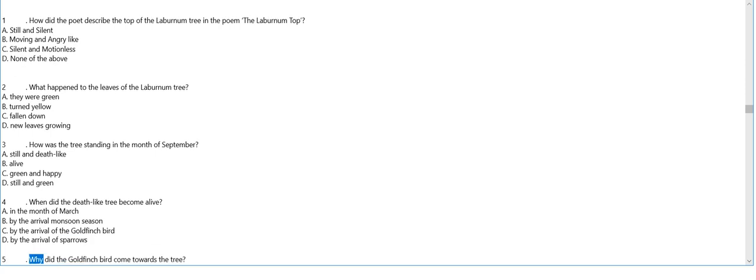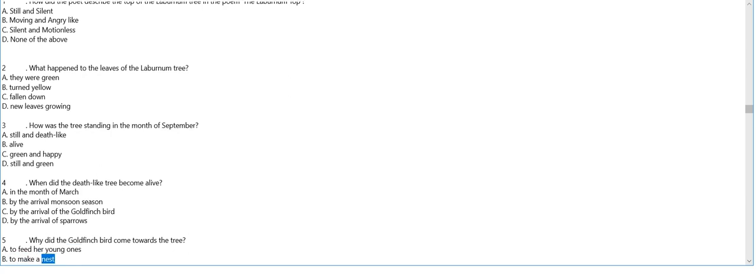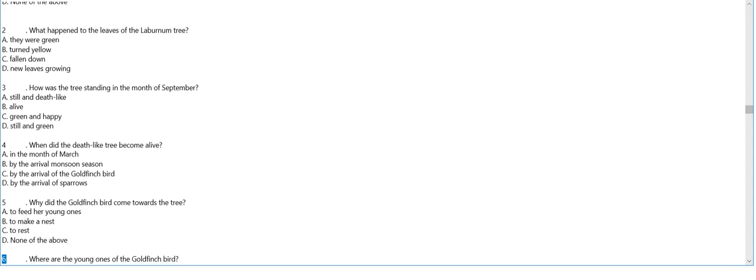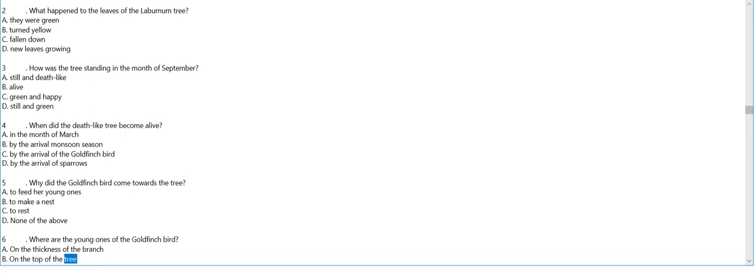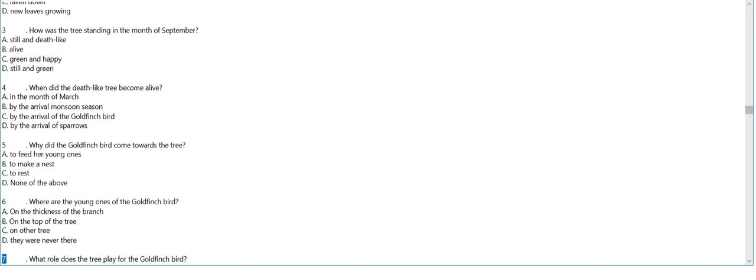5. Why did the goldfinch bird come towards the tree? A. To feed her young ones. B. To make a nest. C. To rest. D. None of the above. 6. Where are the young ones of the goldfinch bird? A. On the thickness of the branch. B. On the top of the tree. C. On other tree. D. They were never there.